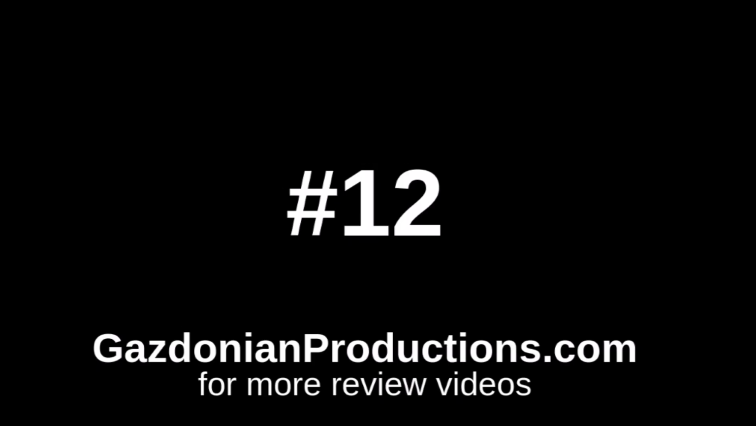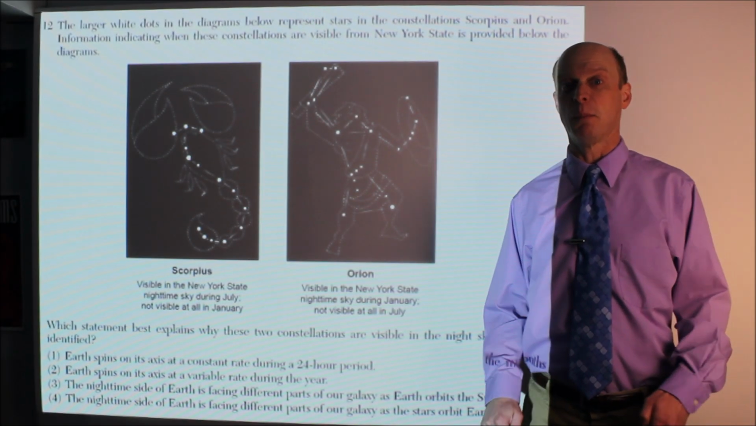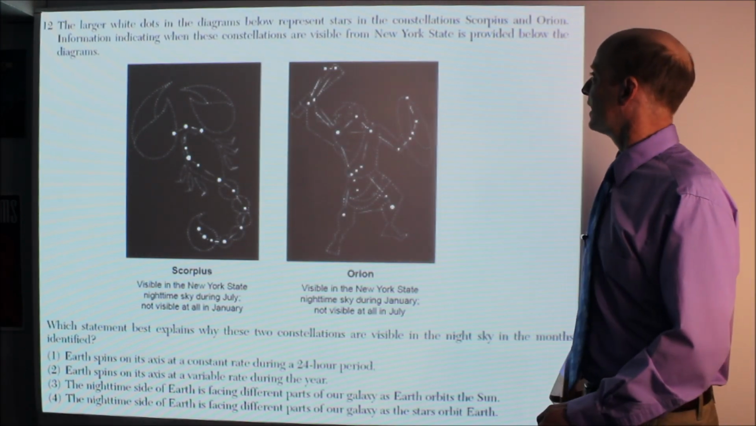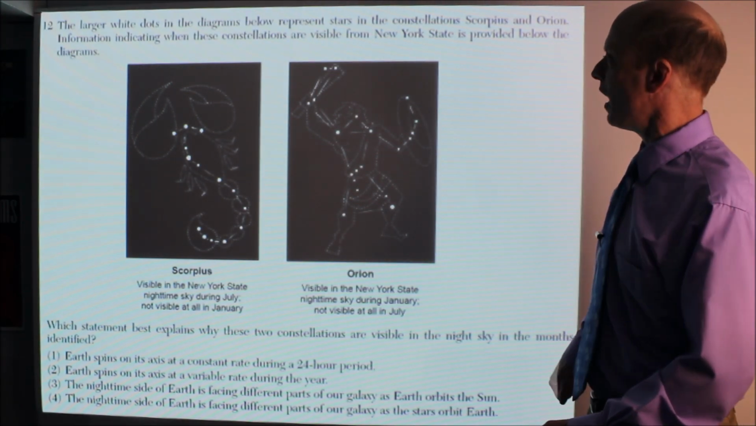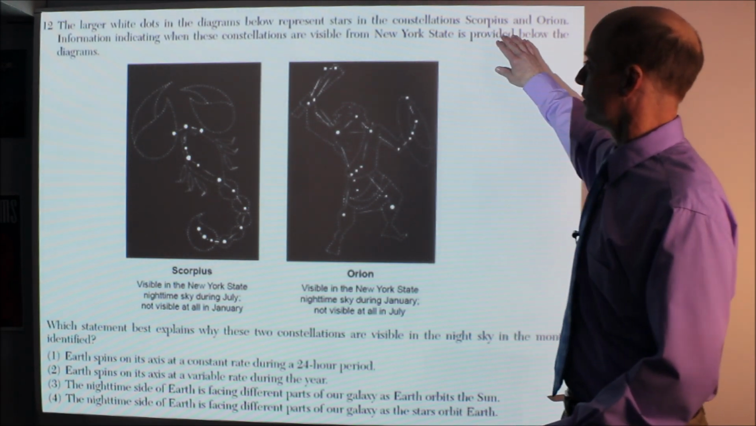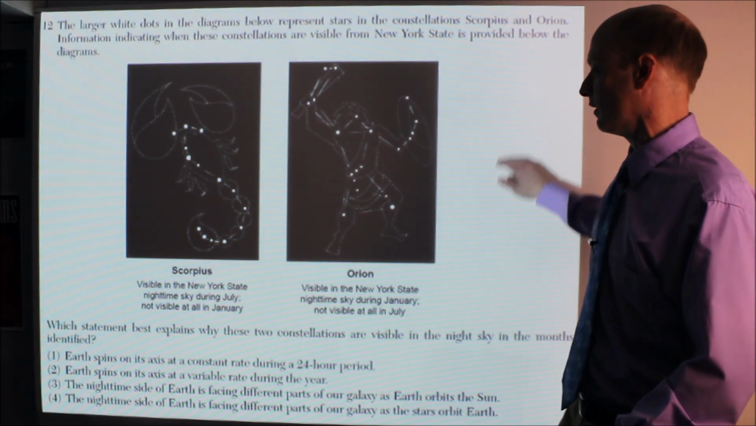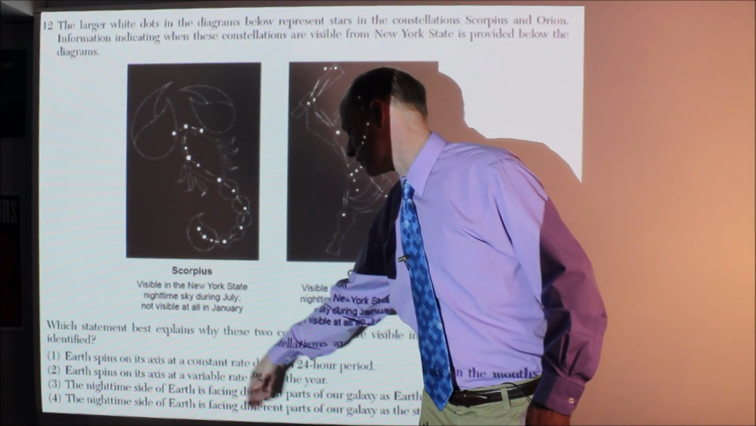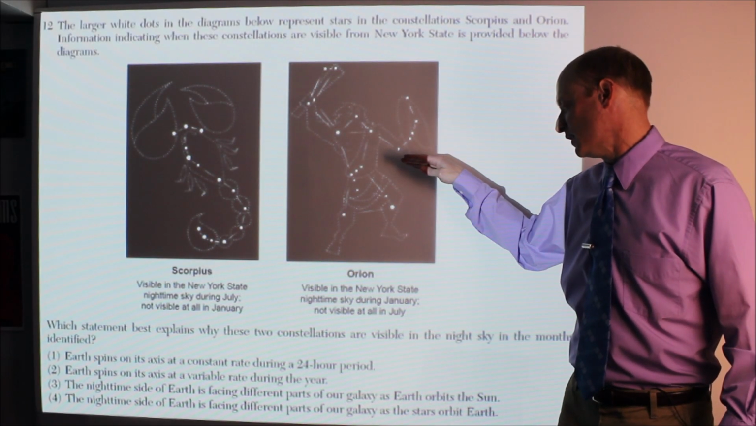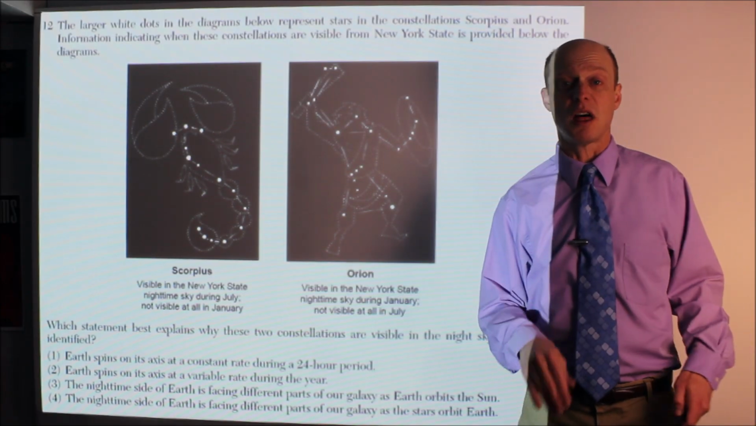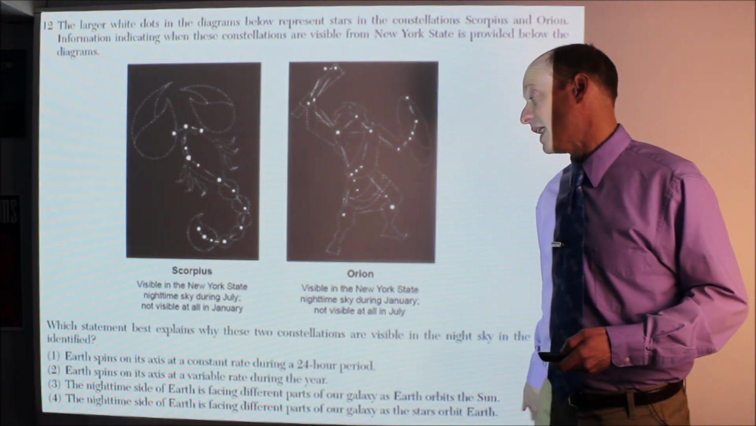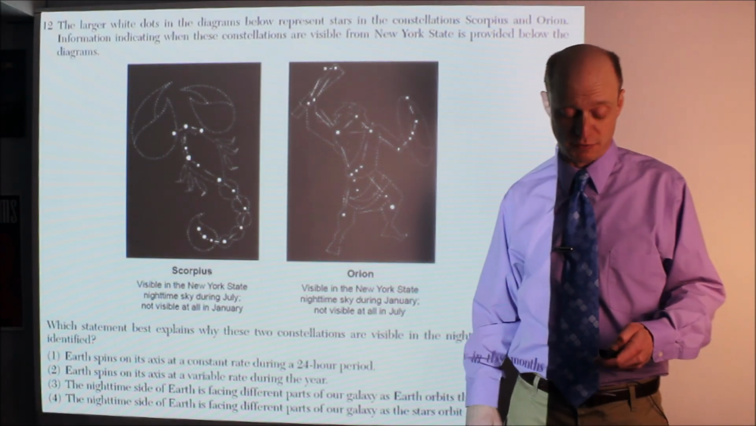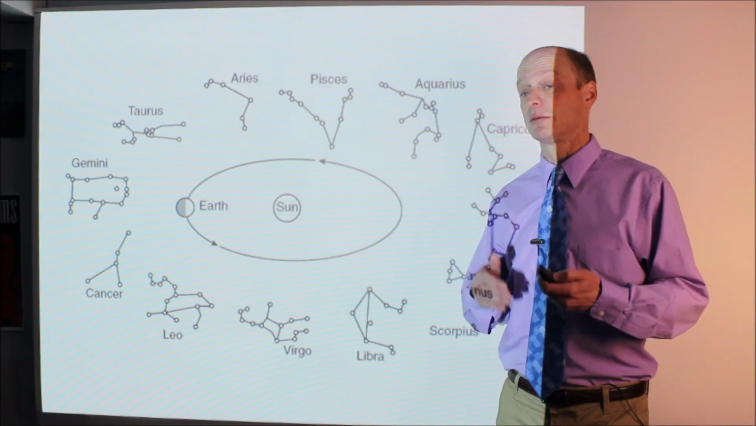Number 12, the large white dots in the diagram represent stars in the constellations Scorpius and Orion. Information indicating when these constellations are visible from New York State is provided below the diagrams. So this shows it's visible in July, not visible in January. This shows it's visible in January, not visible in July. Now, the question here is basically saying why are they visible at different times? So let's look at this first and try to explain it.